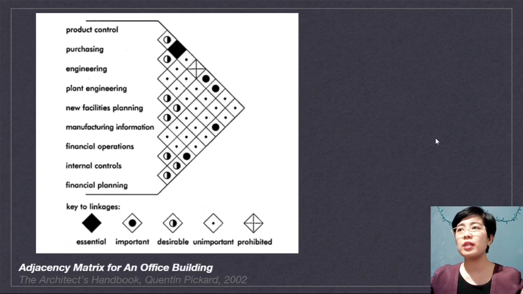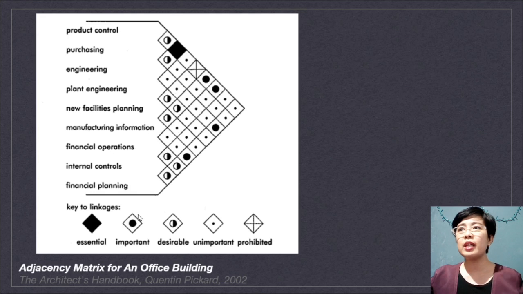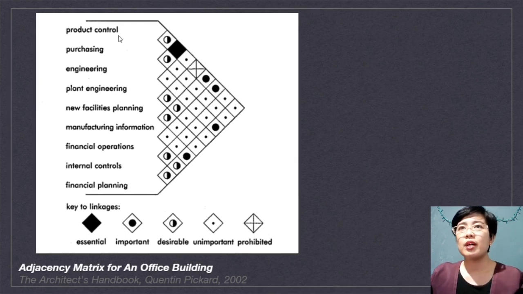So, yan yung itsura ng matrix. Makikita natin doon sa left side yung space. For example, this one is for an office building. So, we have the processes here. So, hindi lang siya limited sa room. You can also do this dun sa processes inside the building. For example, may process sila ng product control. And then, if you're going to put it next to purchasing, sabi dito, desirable siya. So, maganda na magkatabi sila. Okay? Pero it's not imperative.